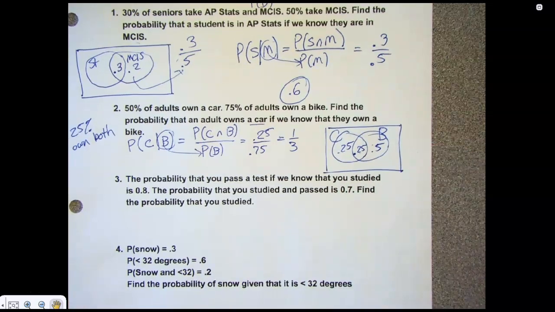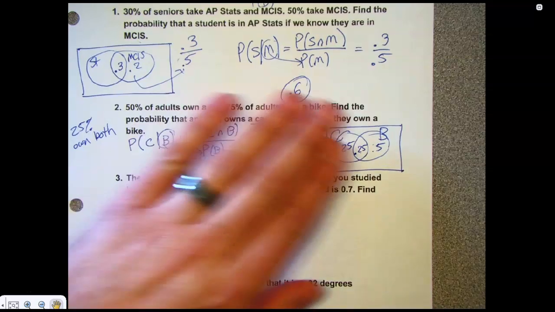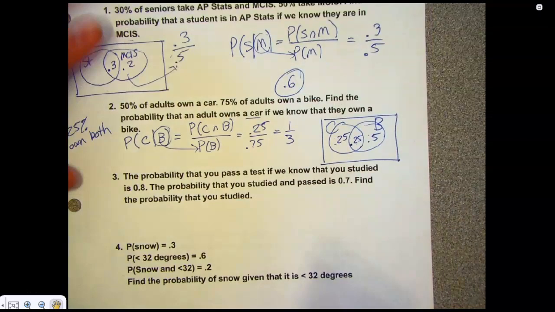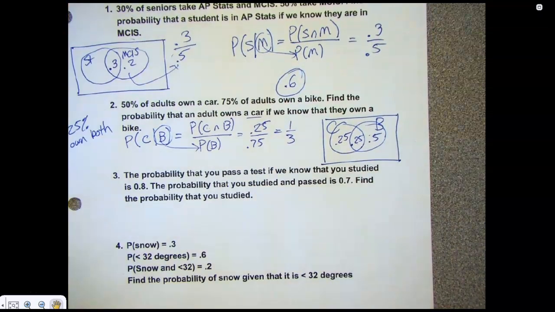And then if you were just using the diagram, when I said, okay, find the probability that they own a car, if we know they own a bike, you would just start by going, okay, how many people own a bike? 0.75. Out of those 0.75, how many own a car? 0.25. So you end up with 0.25 over 0.75. You know what I'm saying? Like they're really the same thing. It's just a different way to get to it.